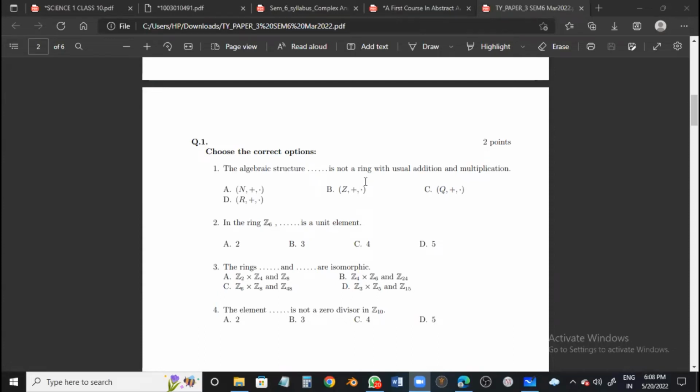So what is the answer here? Natural numbers. Yes, the set of natural numbers cannot be a ring. So that is very sure.